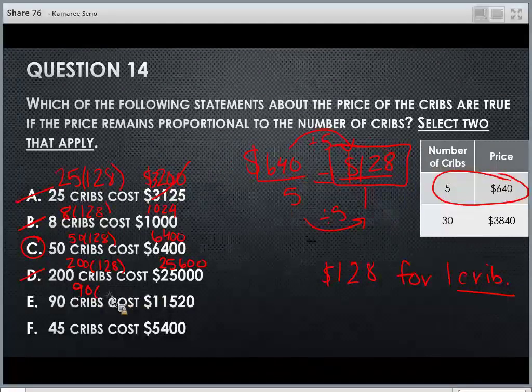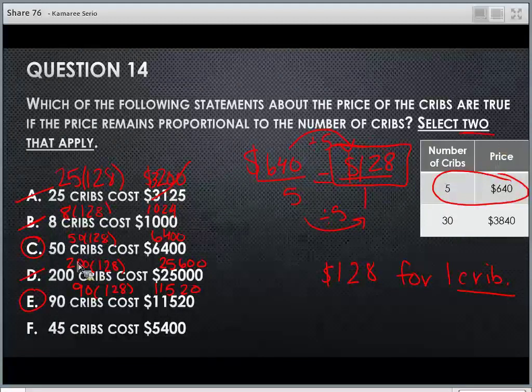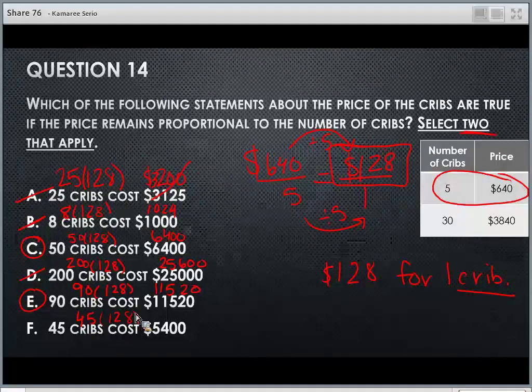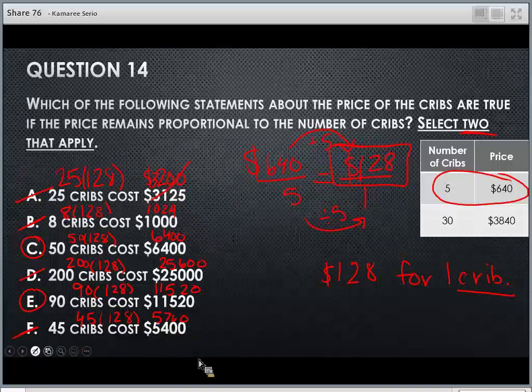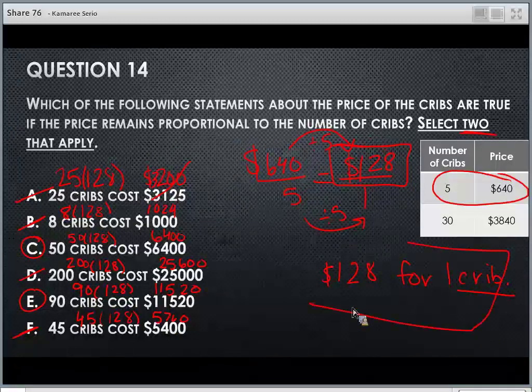So I forgot to write 128. And when I do that, I get 11,520. These are the same, so E is 1. Now it says to only select 2, but let's just double check this last one. I mean, we're just typing this into a calculator, right? It takes us hardly any time at all. And I get 5760, so it cannot be that. Okay, so again, for this type of question, all you're doing is finding the unit rate and then multiplying it by the number of cribs that you're buying.